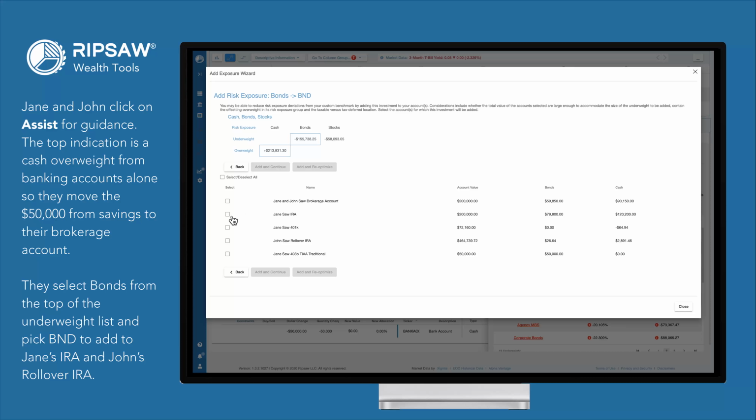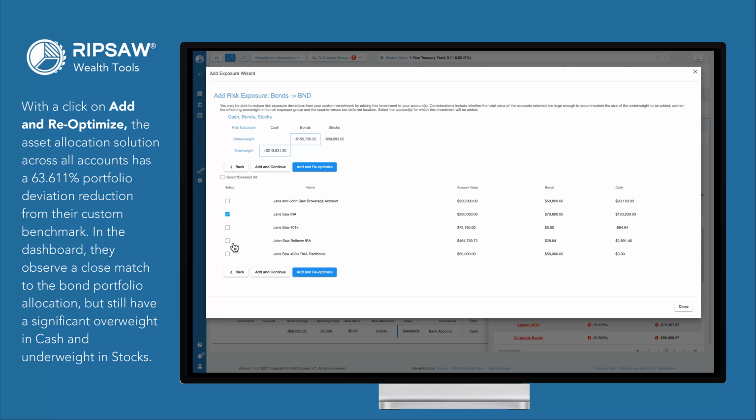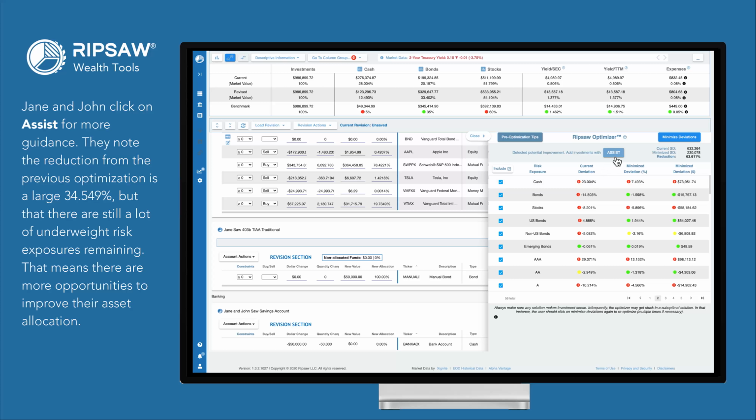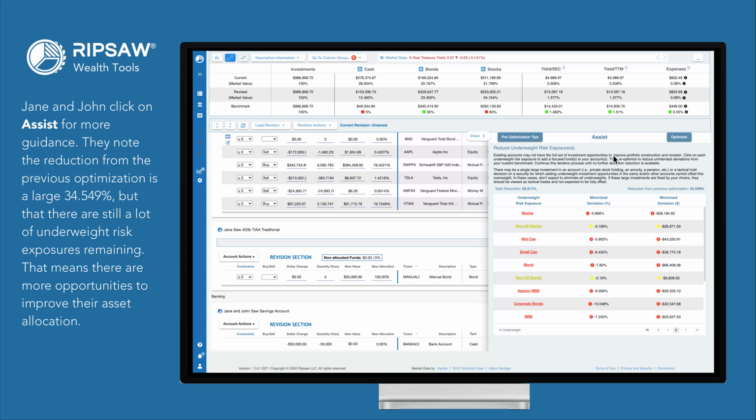and John's rollover IRA. With a click on Add and Re-Optimize, the asset allocation solution across all accounts has a 63.611% portfolio deviation reduction from their custom benchmark. In the dashboard, they observe a close match to the bond portfolio allocation, but still have a significant overweight in cash and underweight in stocks. Jane and John click on Assist for more guidance.